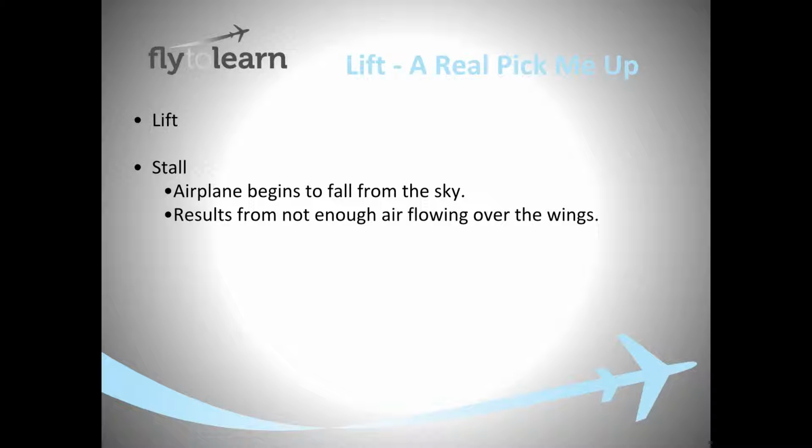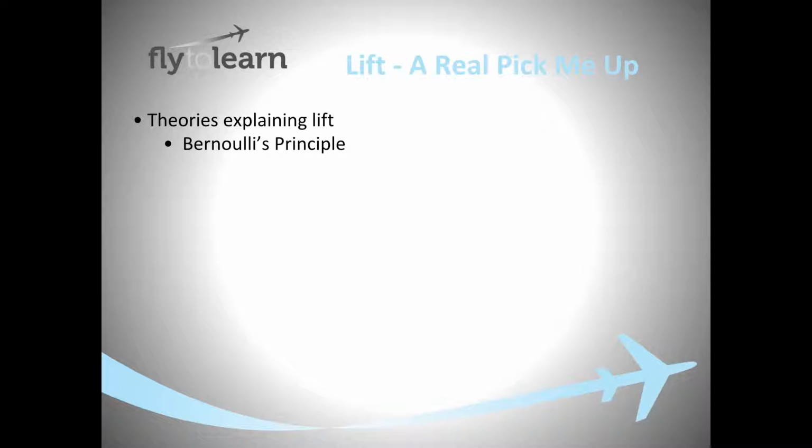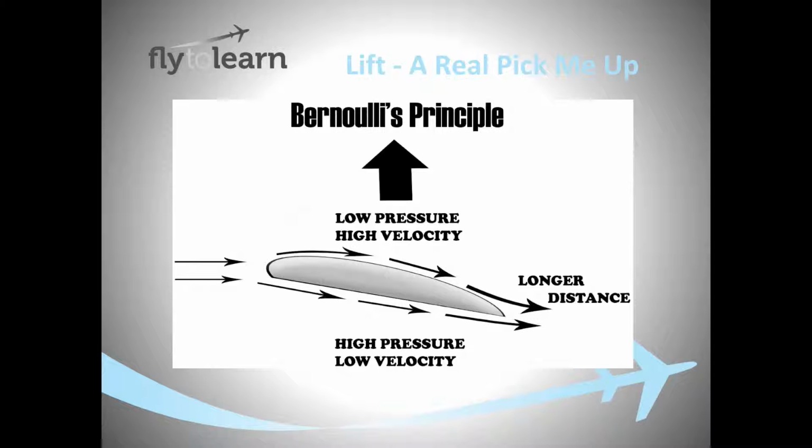Now, when we have lift, there's the opposite of lift, which we get stall. Airplane begins to fall, as we stated earlier. Results from not having enough airflow. And there's a few theories behind lift, more of them, but one is Bernoulli's principle. Bernoulli, this Swedish scientist, hundreds and hundreds of years ago, came up with this, and it basically says low pressure creates high velocity. High pressure creates low velocity, basically saying that a wing has this curved edge to it.